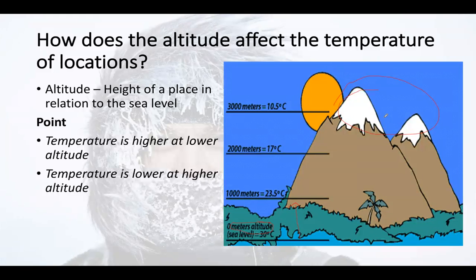That is why it's white in color, because it is so cold up there at 3,000, 4,000, 5,000 meters up high. What you notice is this: altitude is the height of a place in relation to the sea level, and the point is temperature is higher at lower altitude while temperature is lower at higher altitude. So this is called an inverse relationship.